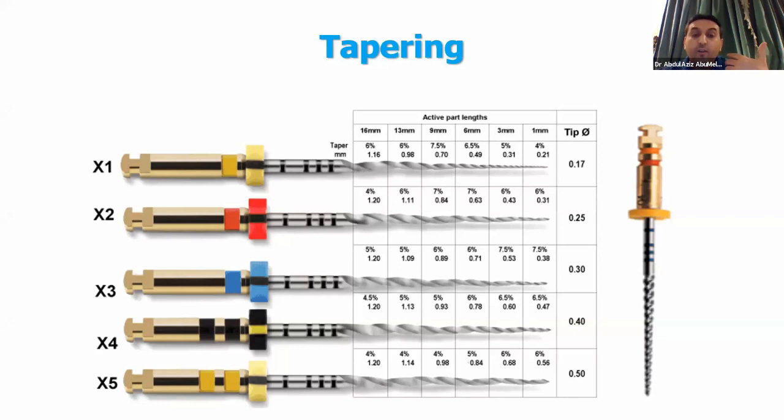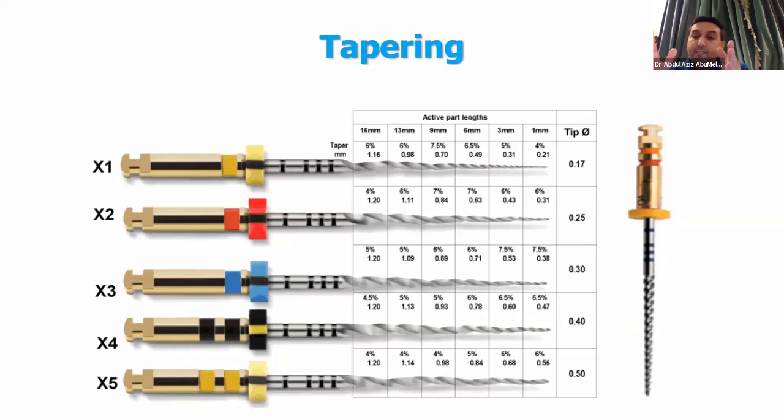Now, the design of the ProTaper: why do we have some systems with a variable taper? Because each file has its own function. X1 is not for finishing, it's a shaping file. It shapes the middle of the tooth.